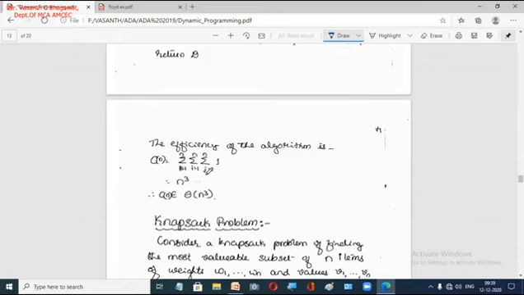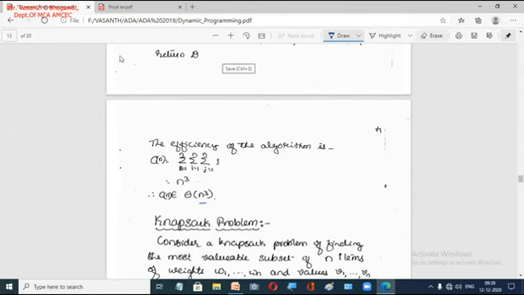Now when you do the analysis, it is the same as Warshall's algorithm, because we have 3 for loops, the K loop, I loop and J loop, and we have only one addition operation. If you remove the summations one by one, just like in our first unit, we can solve this. Finally we will get n cube. So the time complexity of Floyd's algorithm is also the same as Warshall's algorithm, that is n cube.